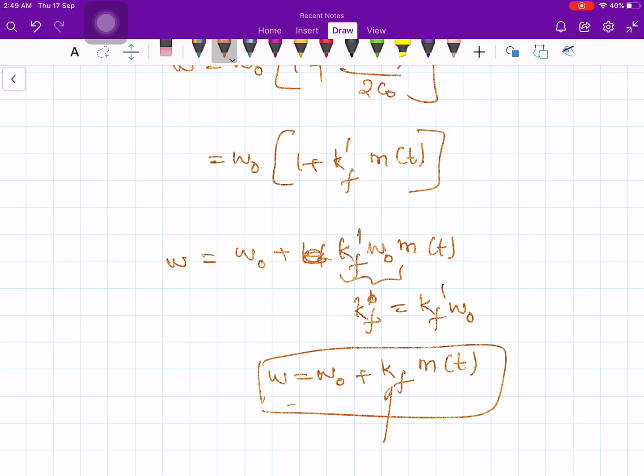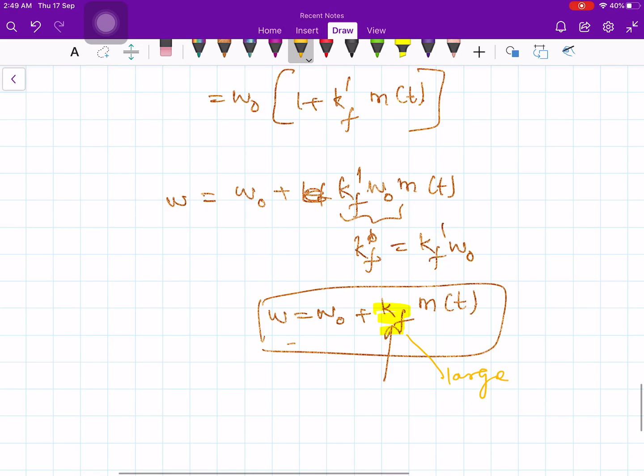Note that this condition holds: Kf times m of t is satisfied. The Kf that you have here, the frequency modulator constant, is quite a large value. It's a frequency modulator constant, and Kf is also called the proportionality constant.